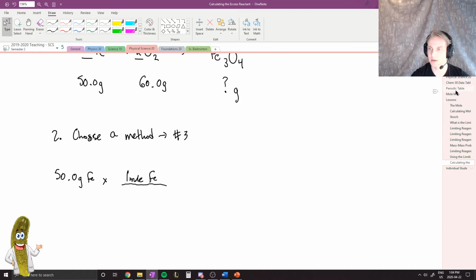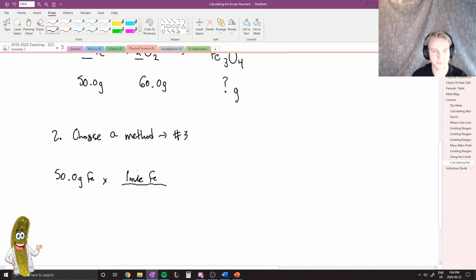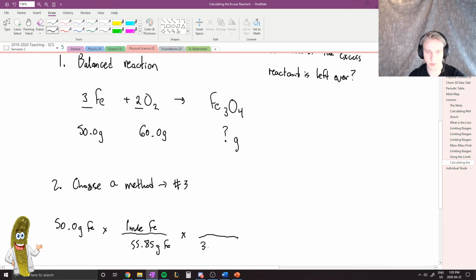The molar mass of iron is 55.85. Let's try that again, that's an 8. 55.85 grams of Fe. And then what I want to do is use my molar ratios to go from moles of Fe, which, based on the balanced chemical formula, I have 3 moles of Fe, and I have only 1 mole of Fe3O4.